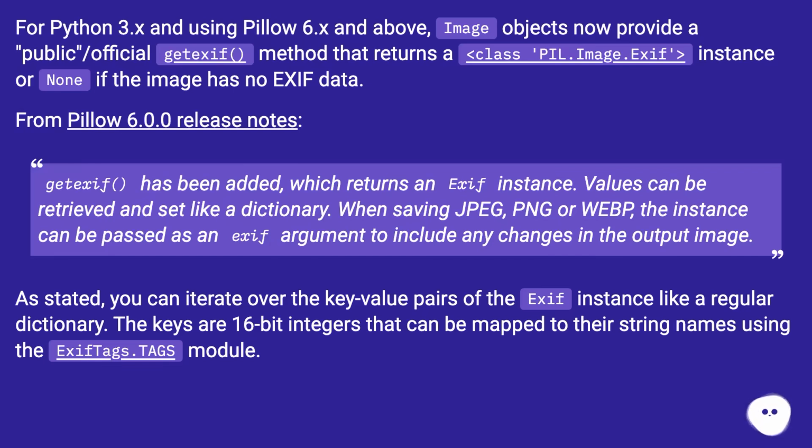When saving JPEG, PNG, or WebP, the instance can be passed as an exif argument to include any changes in the output image. As stated, you can iterate over the key-value pairs of the Exif instance like a regular dictionary. The keys are 16-bit integers that can be mapped to their string names using the ExifTags.TAGS module.